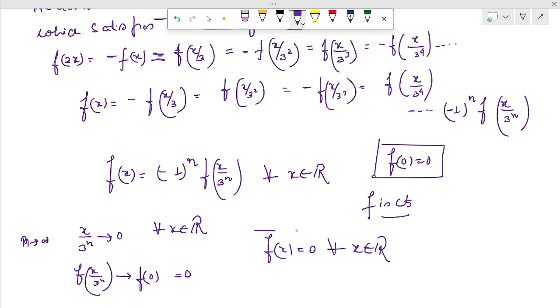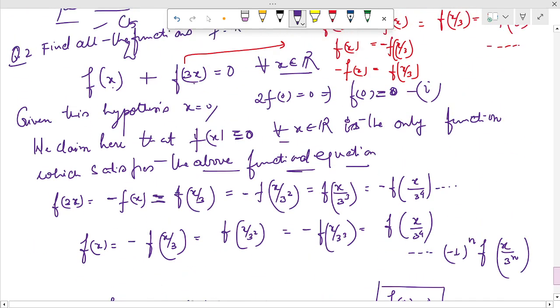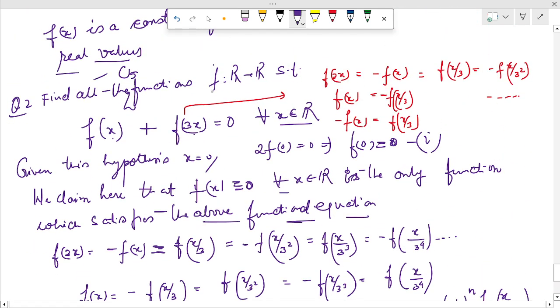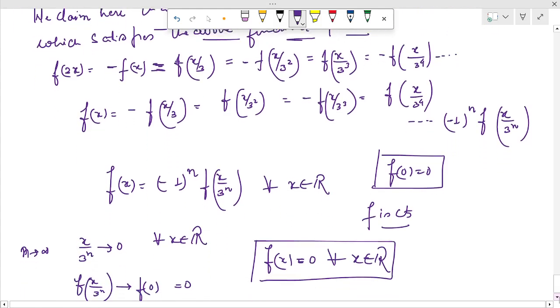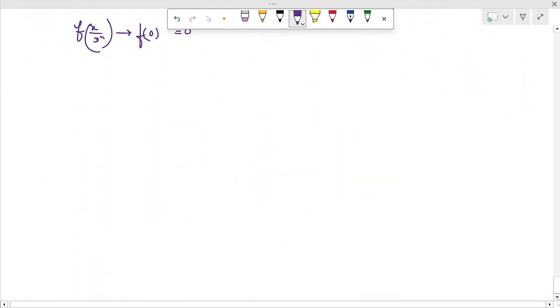It implies that only the function being identically 0 satisfies the given functional equation. So there is only one such continuous function which satisfies this type of functional equation. I hope this is clear to you. If I want to complicate it all the more, I'll simply give another question of the same category, and let's see how it goes.